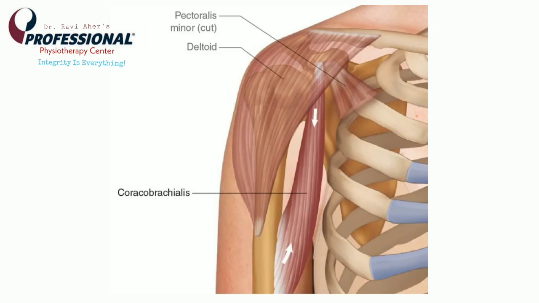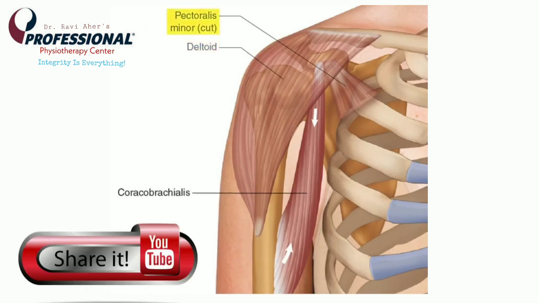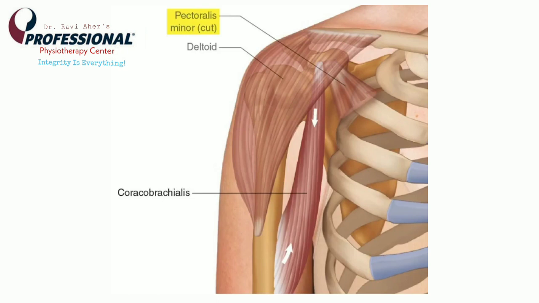We have an anterior view of the right arm, and we are looking at the coracobrachialis muscle. For context, we have added in the deltoid muscle, ghosted in with less density so that we can see through it, and we have added in the distal end of the pectoralis minor muscle, also ghosted in with less density.